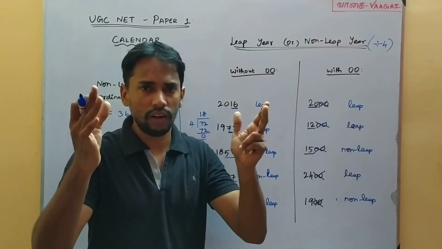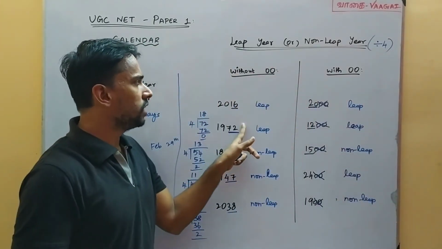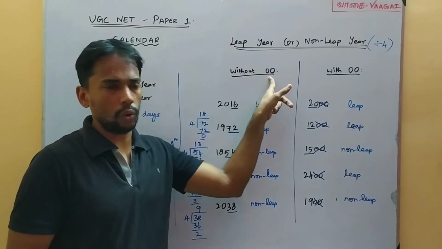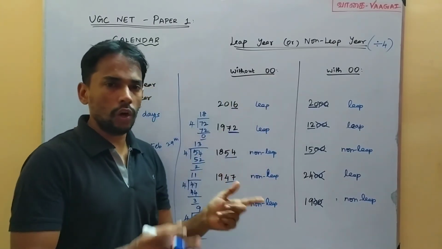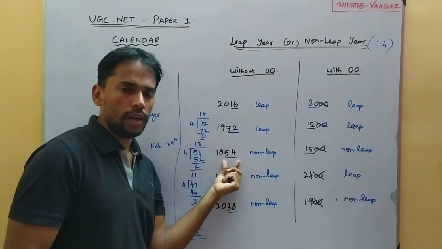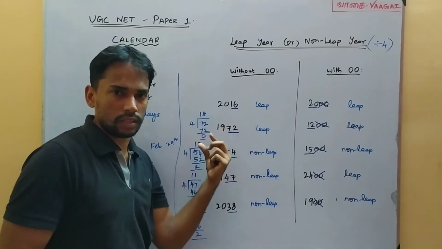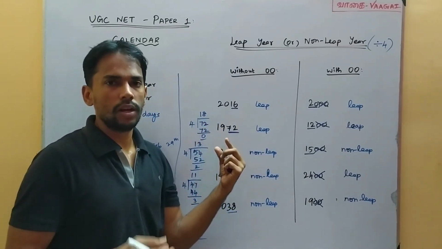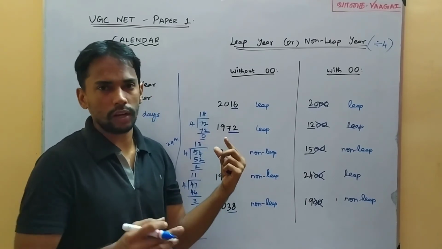So all the things we have to keep in mind: if the year is not ending with double zero, take the last two places alone, divide them by 4 and see. If divisible, it is a leap year. If not divisible by 4, it is not a leap year.